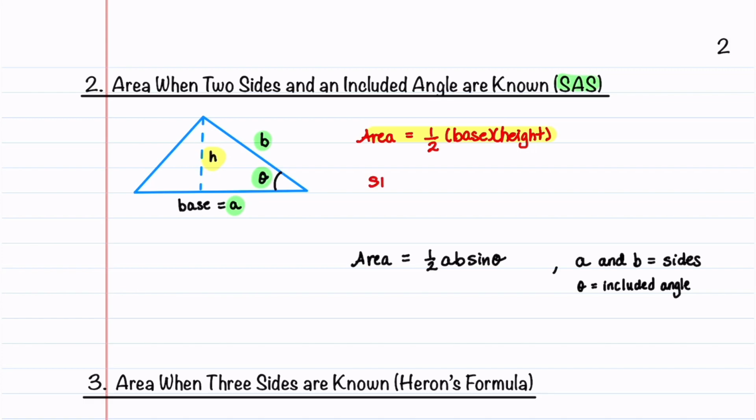We know that sine of theta is equal to the opposite side over the hypotenuse, so that's equal to H divided by B. If we solve this for H, we get H is equal to B sine theta. This gives us the formula, our area is equal to 1/2 AB sine theta.